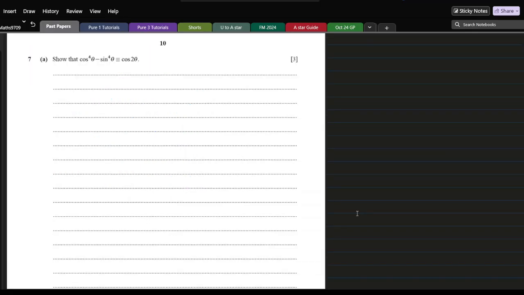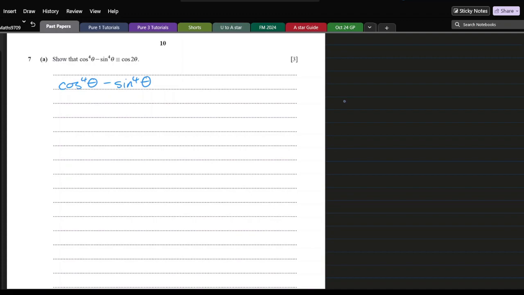Number 7, part A. Show that cos to the 4 theta minus sine to the 4 theta is identical to cos 2 theta. Okay, so let's work from the left hand side to the right hand side. So we've got cos to the 4 theta minus sine to the 4 theta.